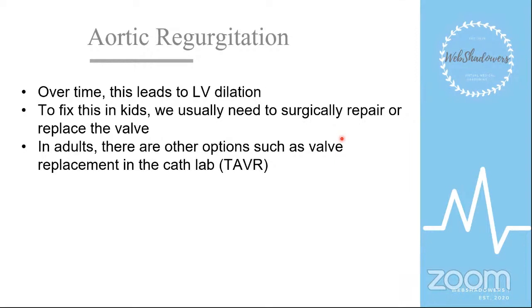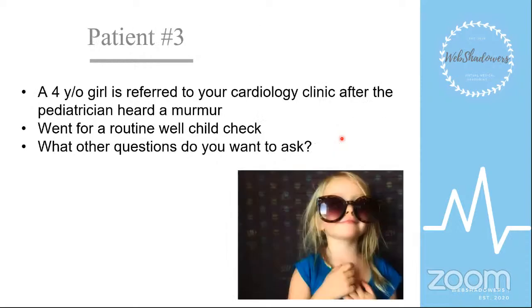You know, in kids, we have a few options. We either can repair the valve, replace it, or some other fancy tricks, something called a Ross procedure, which is, again, a little more complex, but some sort of surgical intervention. In adults, a common thing that's done actually is a catheter-based approach. So instead of going to the OR, you just go to the cath lab and do an aortic valve replacement there. You'll hear the word TAVR thrown around. Again, that's an adult thing. I'm not very familiar with it, but I thought I'd just mention it.